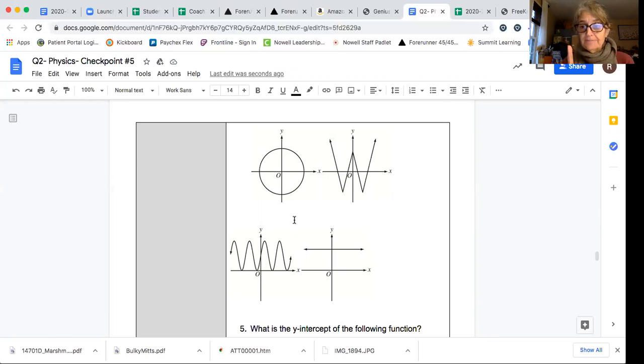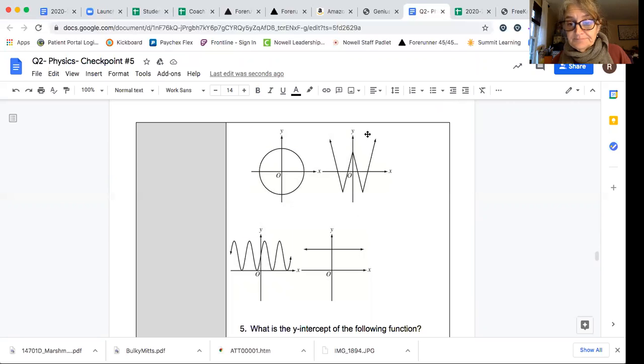A function is a graph in which when you draw a vertical line, it only hits the function one time, okay? So you can see here that if I were to draw a vertical line through this circle, I would hit it at the upper part of the circle and the lower part of the circle. That would be twice. That would not be a function.